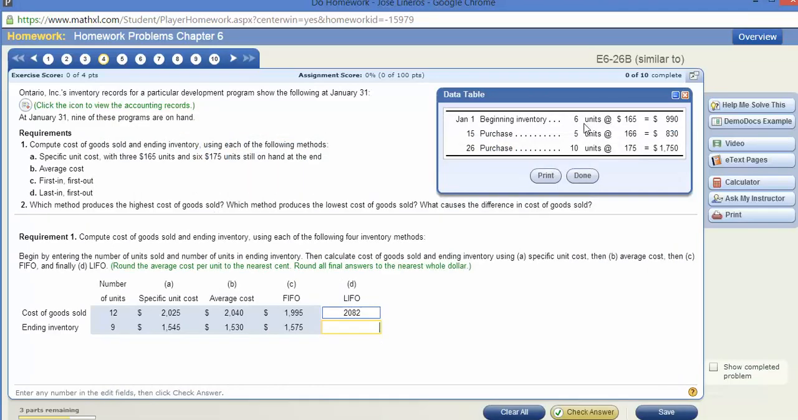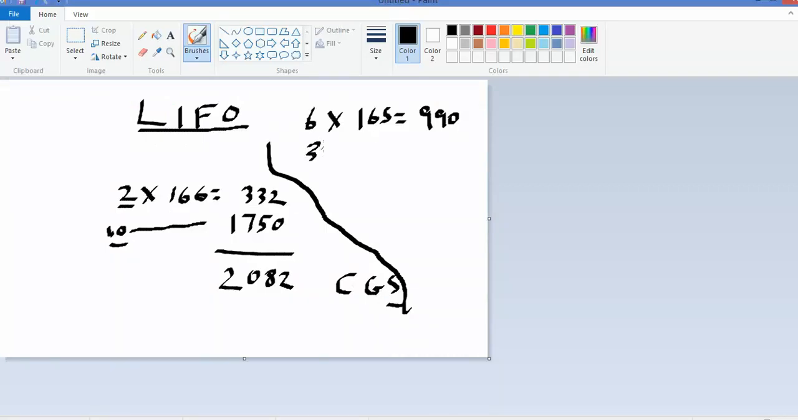Okay, but that's not enough. That's just 6. We need to keep a total of 9, so we need 3 from this layer. 3 at 166. And if you multiply that out, 3 times 166 is 498. Okay, 498 plus 990 gives us 1488.